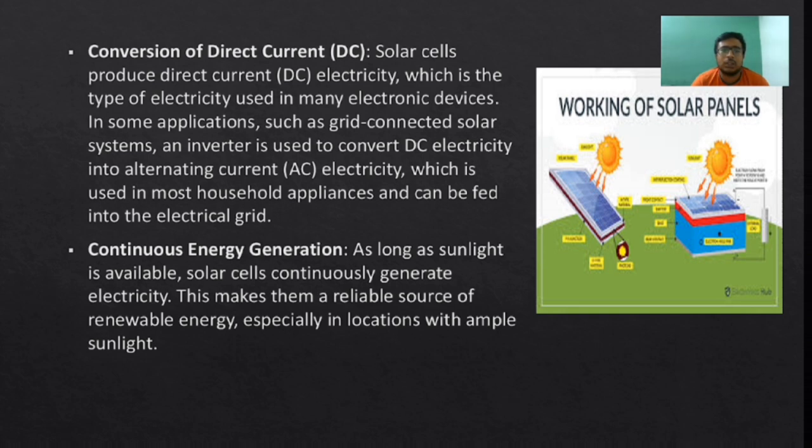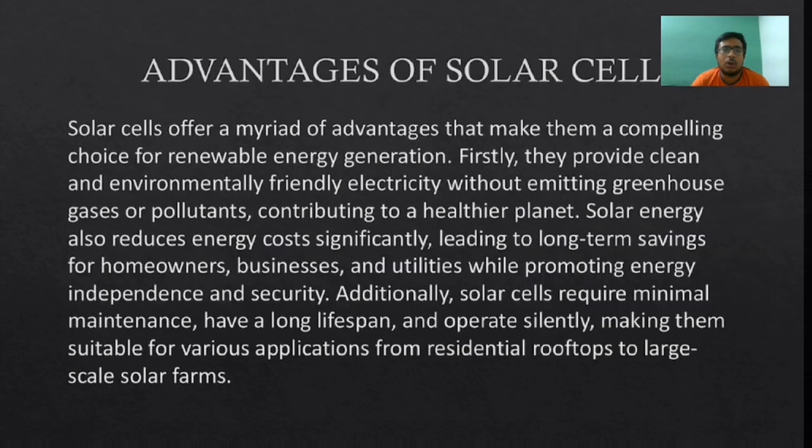Conversion of DC current. Solar cells produce direct current or DC electricity, which is the type of electricity used in many electronic devices. In some applications, such as grid connected solar systems, an inverter is used to convert DC into AC or alternating current, which is used in most household appliances and can be fed into the electrical grid. Continuous energy generation. As long as sunlight is available, solar cells continuously generate electricity. This makes them a reliable source of renewable energy, especially in locations with ample sunlight.